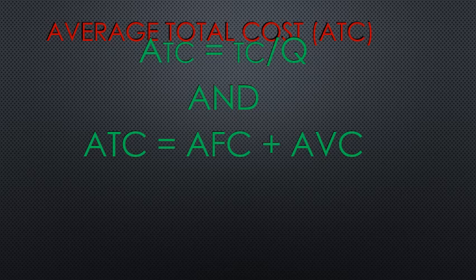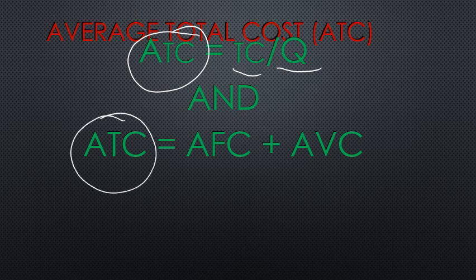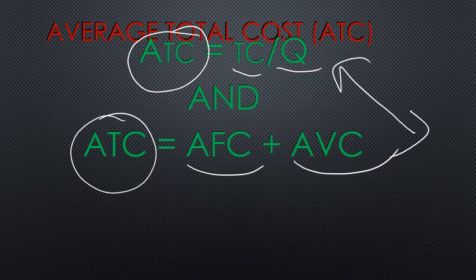Average total cost. There are two equations. Average total cost is total cost divided by quantity, or if we have already calculated AFC and AVC, then we can calculate ATC by adding AFC to AVC. Obviously, this would give us the exact same answer.